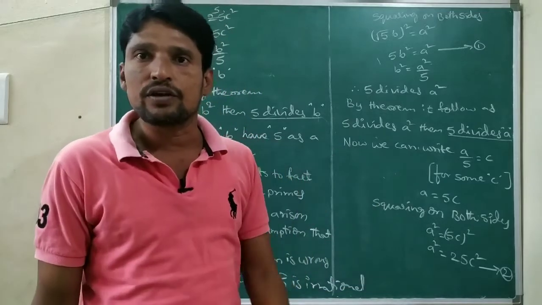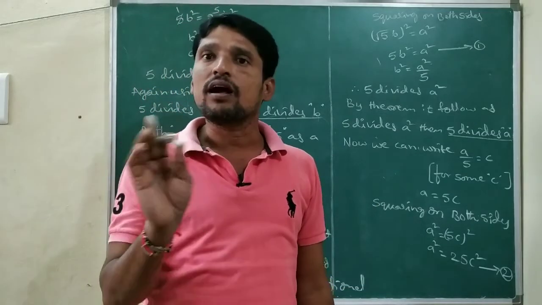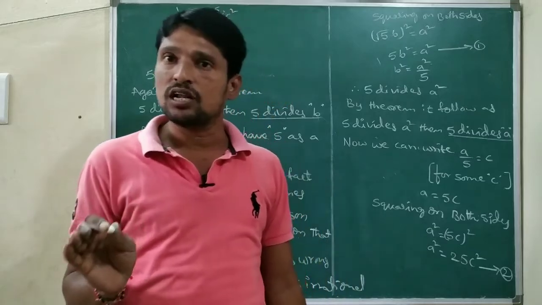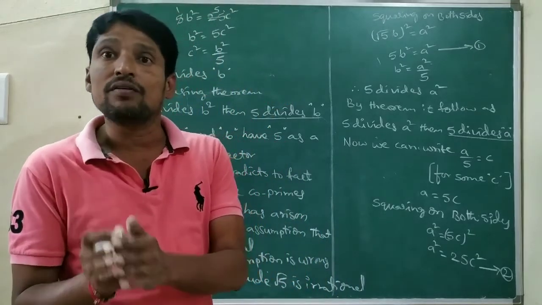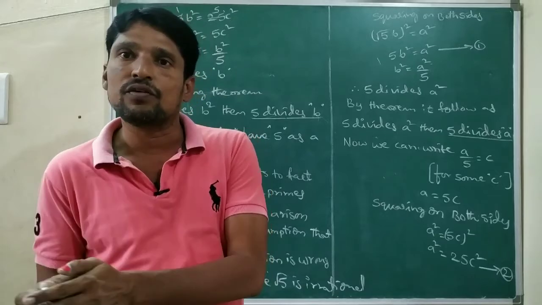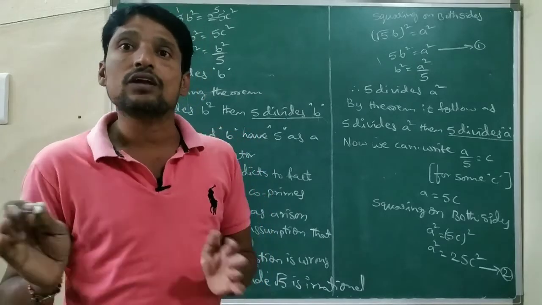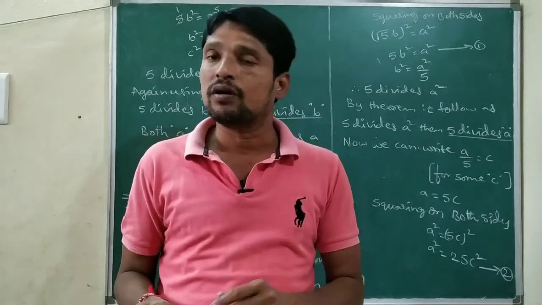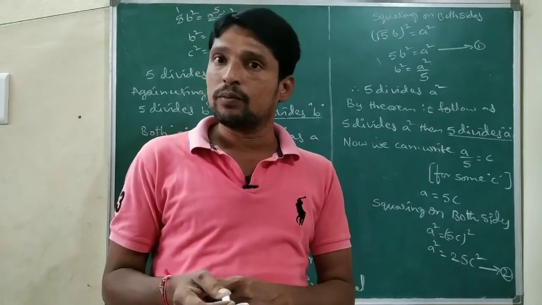What is the form of a rational number? P by Q. Here I took R by S. R by S is the rational number. R and S may have some common factors, and we cancel the common factors afterwards. We get root 5 equal to A by B, so A and B are co-prime numbers.